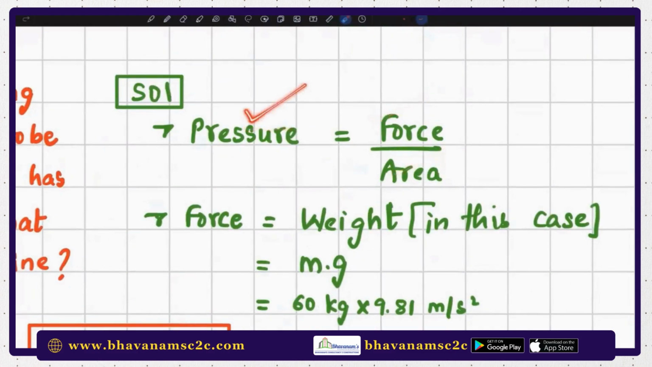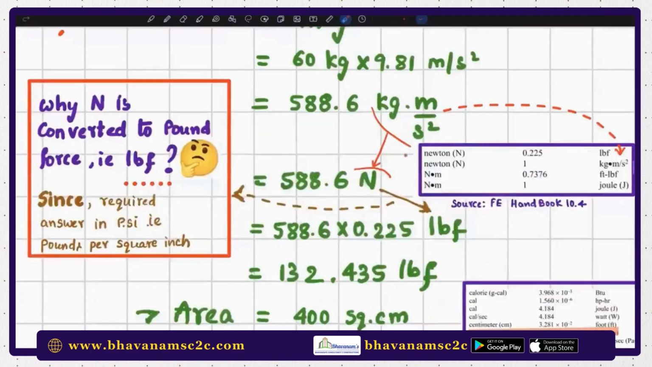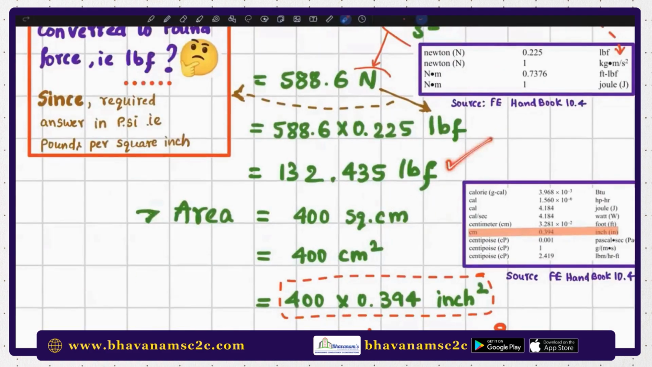We want finally the pressure. And the first step is to find the numerator, that is force in pound force. So we got the force in pound force, clear. Second case, area. The denominator is area.